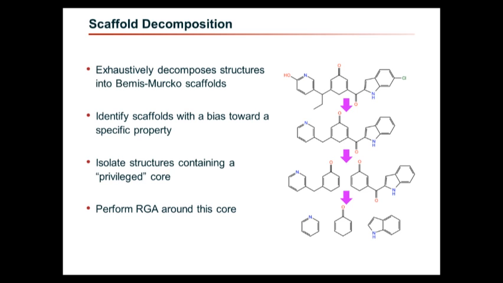First, you can identify scaffolds with a bias towards a specific property. A good example would be identifying the common structural scaffold among molecules with high activity. Secondly, you can isolate structures containing a privileged core. And third, you can perform R-group analysis around that core. Okay, so let's get started.